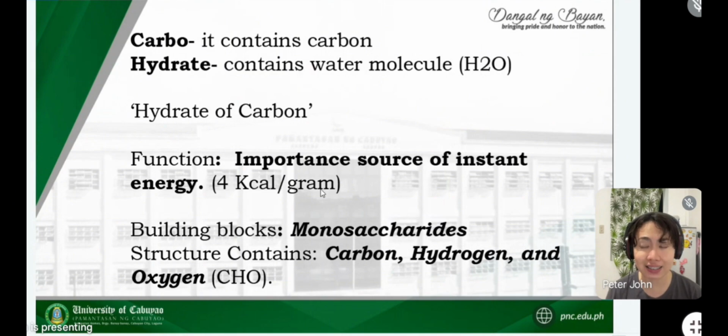Kasi nga, yung katawan natin is naghahanap to supply the needs of our cell. So, para mabuhay tayo. So, yun po. Tandaan yung keyword, yung function niya, source of instant or short-term energy with 4 kilocalories per gram.